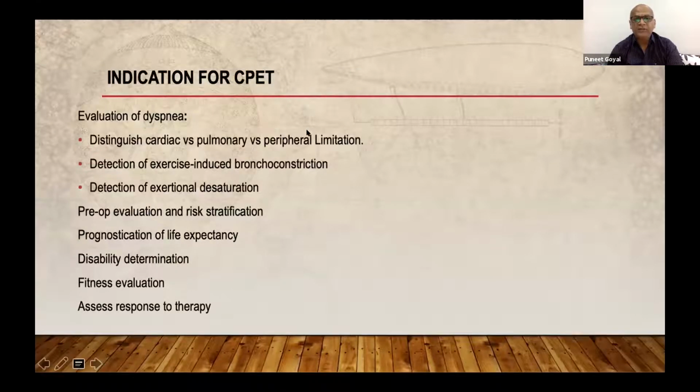And what are the indications of doing CPET? First thing is to evaluate dyspnea. So why is it important? Because we are able to distinguish cardiac from pulmonary from peripheral limitations of dyspnea. Then detection of exercise-induced bronchoconstriction can be done, and detection of exertional desaturation. If the patient desaturates during exercise, he is at high risk for pneumonectomy surgery. So these are the other indications like preoperative evaluation and risk stratification, prognostication of life expectancy, disability determination, and so on.